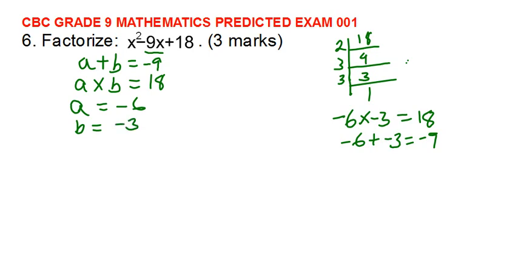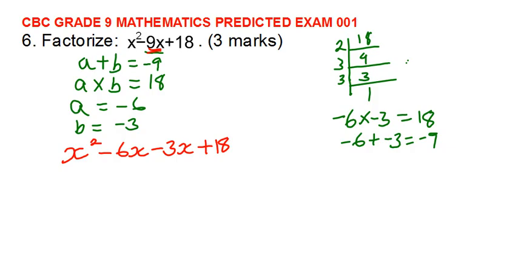From there, we modify our expression and write x squared. Instead of writing minus 9x, we say it is minus 6x minus 3x. It still remains the same because minus 6x minus 3x will still give us minus 9x. And then we say plus 18.